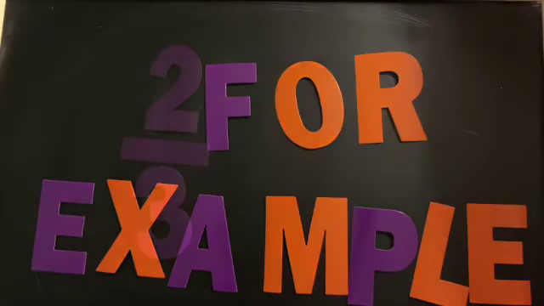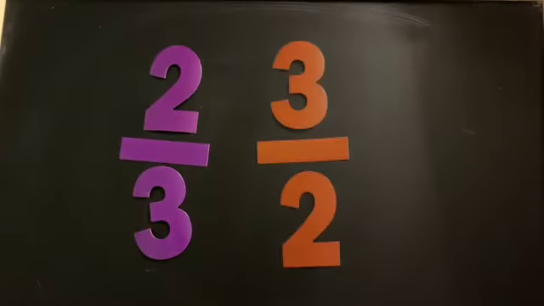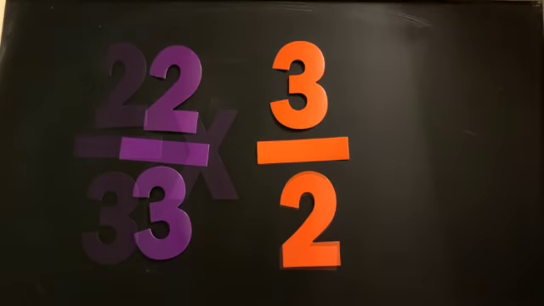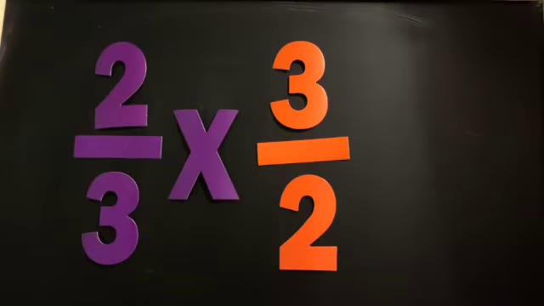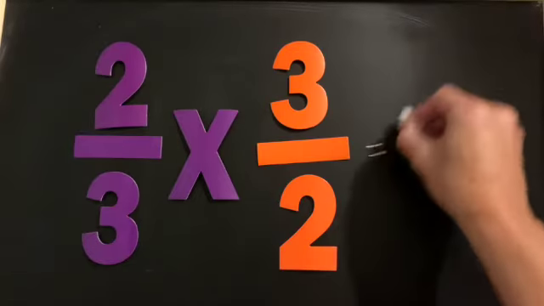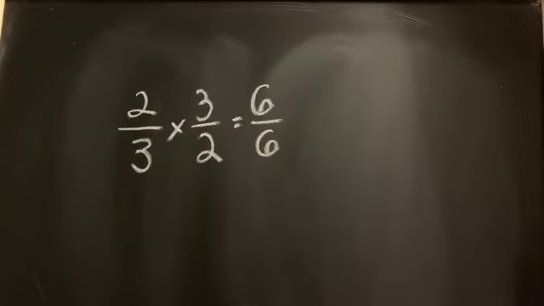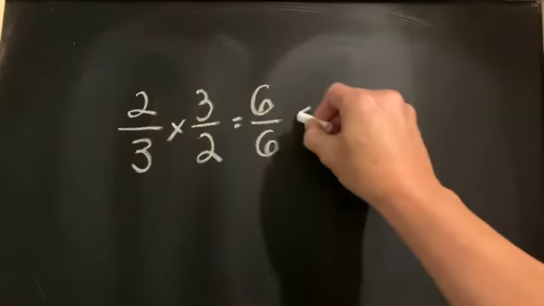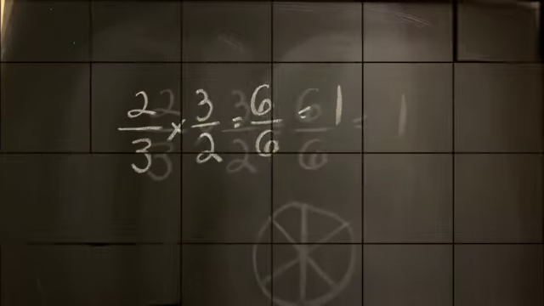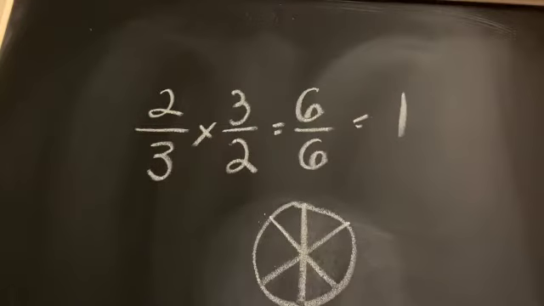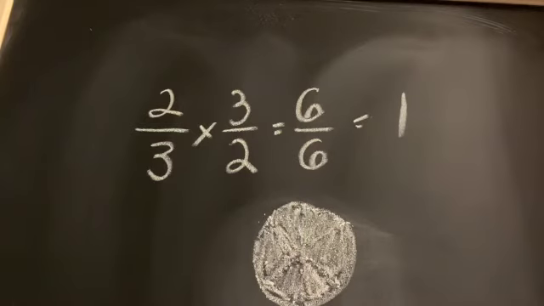For example, 2/3 is a reciprocal of 3/2, because 2/3 times 3/2 equals 1. Multiply numerators, 2 times 3 equals 6, and multiply denominators, 3 times 2 equals 6, and 6/6 is the same thing as 1. Because if you had a circle divided into 6 pieces, and you had 1, 2, 3, 4, 5, 6 of those pieces, you would have the whole circle.